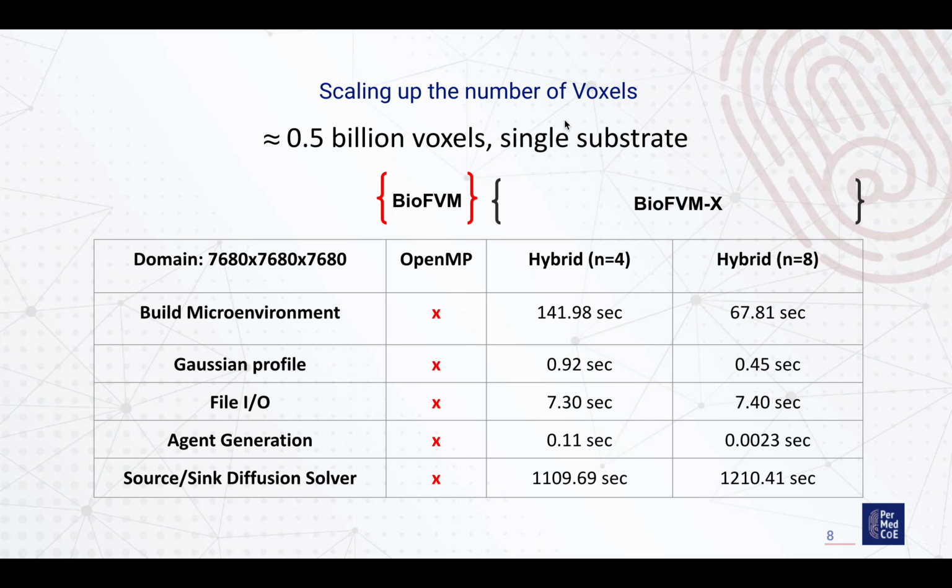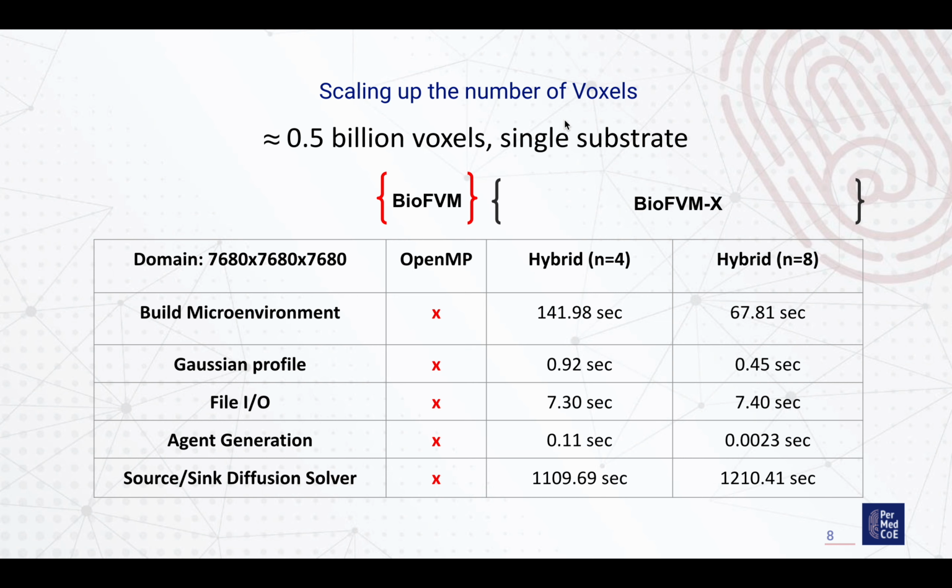In BioFVM, if you want to scale up the number of voxels, for example, we carry out a particular experiment with 0.5 billion voxels and a single substrate, but the original version of BioFVM, which is only OpenMP parallelized, is unable to run this particular simulation because it runs out of memory, and we see an out of memory error.